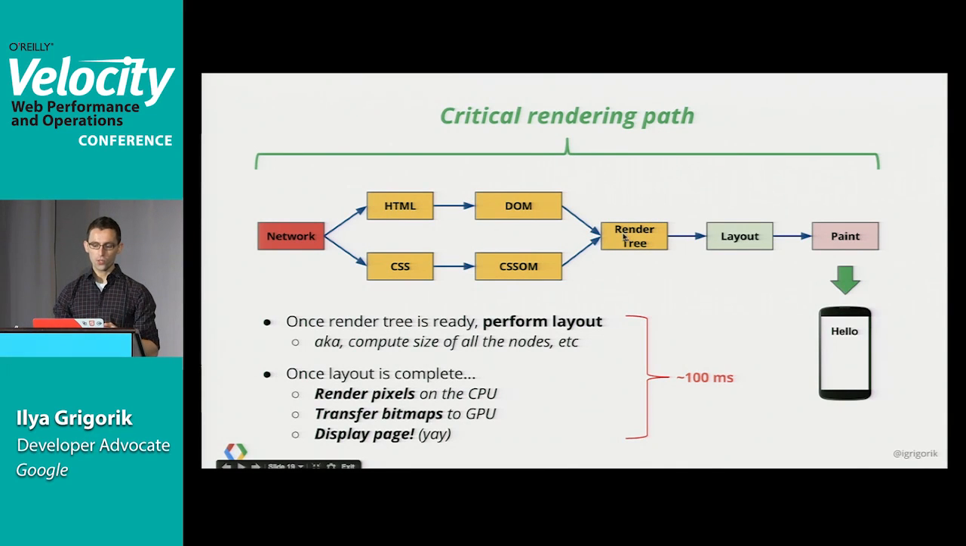So we get the render tree, we perform the layout, we calculate all the widths and heights of the boxes, we paint the actual pixels on the CPU, we transfer them to the GPU, and finally, we have our page visible, right? This is that complex machinery that is required to make something as simple as a hello world text string in your browser.